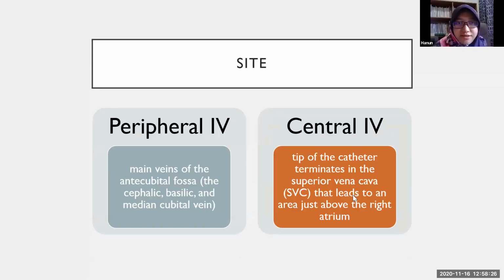For the site to puncture the blood, for peripheral intravenous, we can check the main veins of the antecubital fossa, which are the cephalic, basilic, and median cubital vein. But for the central intravenous line, the catheter terminates into the superior vena cava, in an area just above the right atrium. Okay, next.